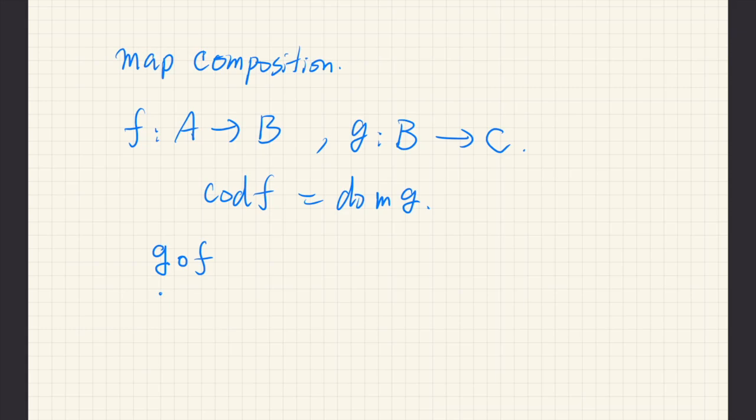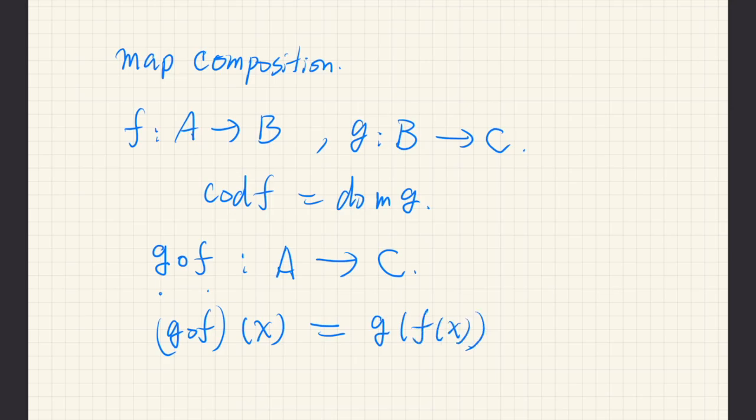which we usually read G after F. Okay, so this is a new function, or new map, that goes from the domain A to the codomain C. And the rule of assignment of elements of C to elements of A is given as follows. So this is a new map, right? So for each element X in A, the value of G after F of X is given by G of F of X.